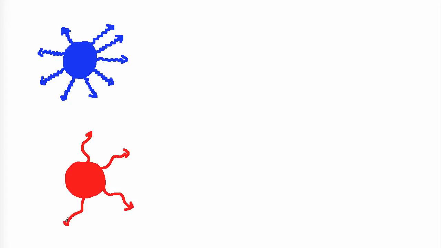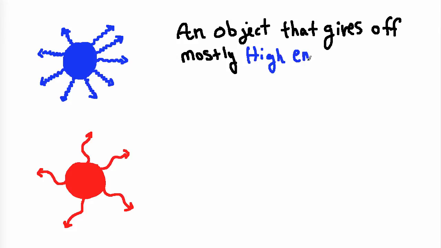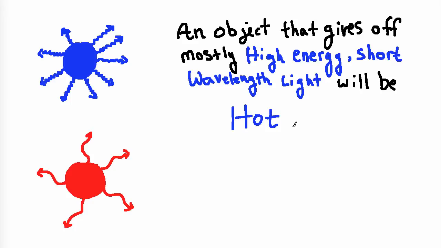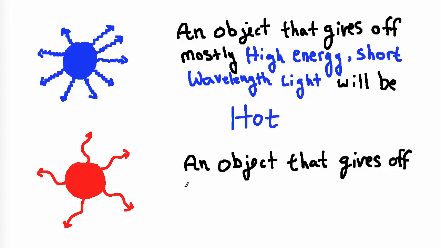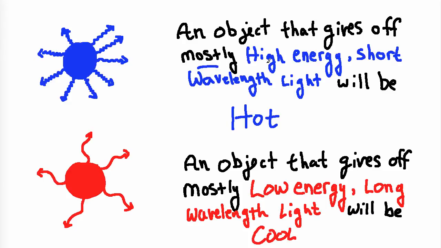And so the general rule is that an object that has many or mostly high energy, short wavelength light or photons coming out of it will be hot as compared to an object that gives off mainly or mostly low energy, long wavelength light or photons, and that object we would consider to be much cooler. So to recap, we have the blue object that gives off mostly high energy, short wavelength light or photons, and that object would be hot. And then we have this red object, which gives off mostly low energy, long wavelength photons or light, and that object would be cool.